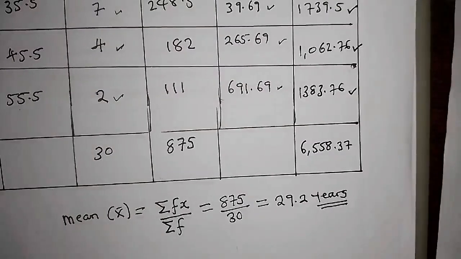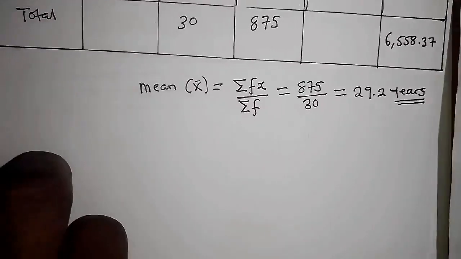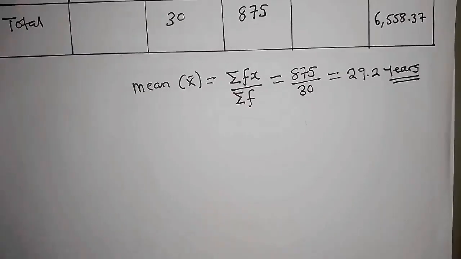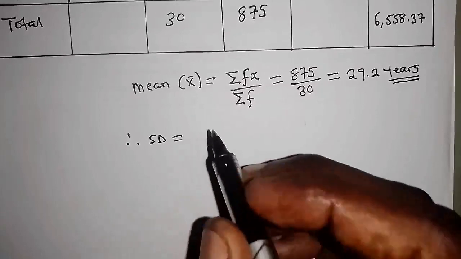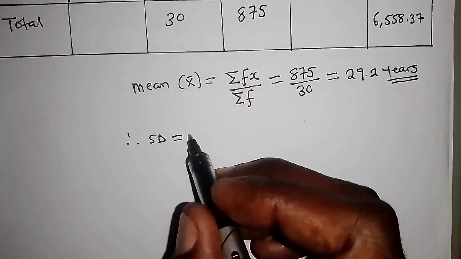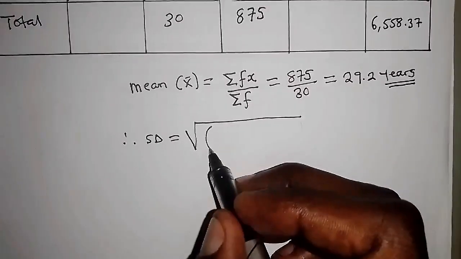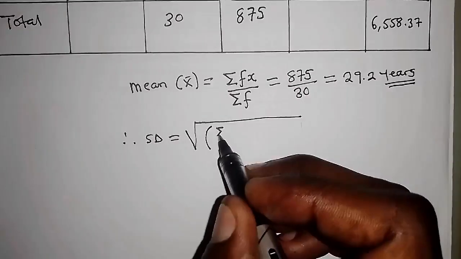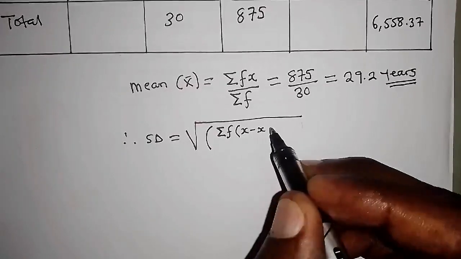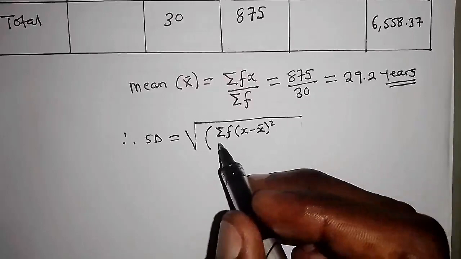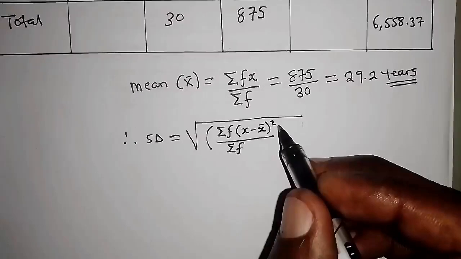So now, therefore, our SD is just the square root, and then in brackets, just say summation of f multiplied by x minus the mean, then square, then divide by the summation of the frequency.